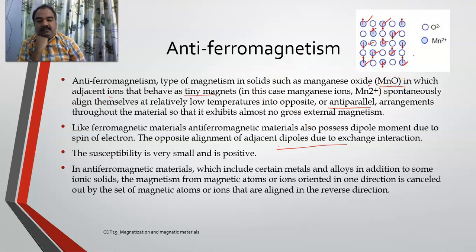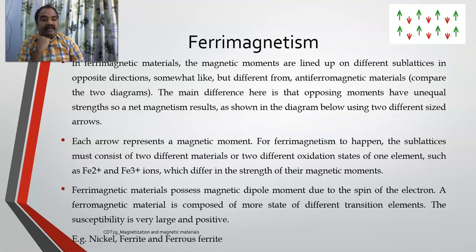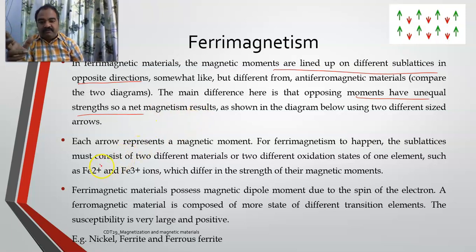Now the other one is ferrimagnetism. In ferrimagnetism, the magnetic moments are lined up on different sublattices in opposite directions. The major difference is that the opposing moments have unequal strengths, so a net magnetism will be there. It won't cancel out completely, so you will have a very small magnetism appearing. In particular, in combinations of iron, ferrites, particularly Fe2+ or Fe3+ ions, we can find this ferrimagnetism.